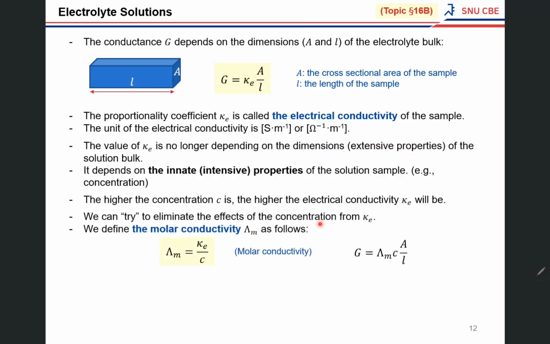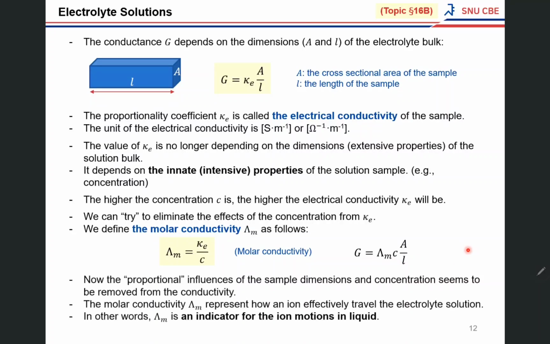So we're going to try to eliminate the effect of concentration. We define the molar conductivity, which is written as large lambda m, and we divide the electrical conductivity by the concentration of the solution. Then you can replace this kappa value with the product of the molar conductivity and the concentration here. Now you can see some kind of proportional relation here.